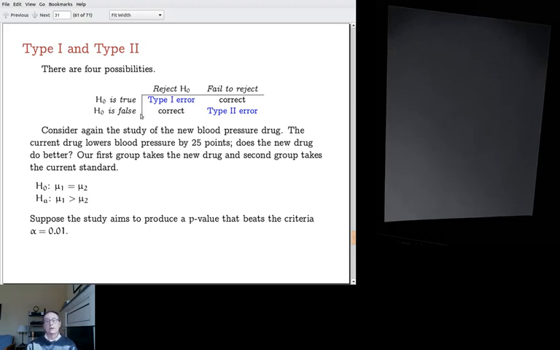The other possibility is that H naught is false and your study fails to reject the null hypothesis because you just didn't come up with data that was far enough out to convince people. That's called a type 2 error.